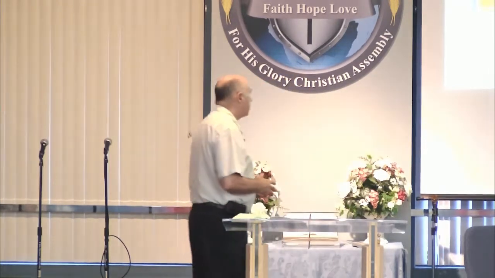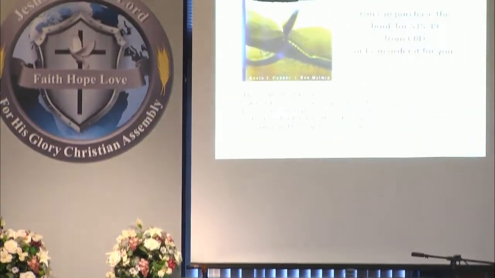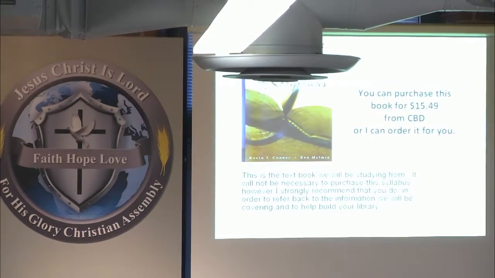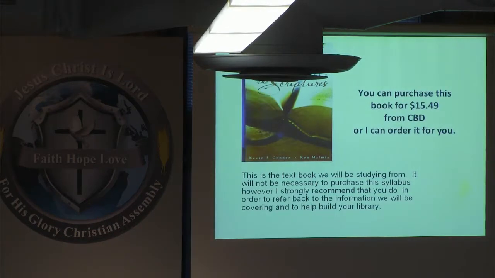The syllabus we're going to be taking from is this book here. Now, you can purchase it if you want to, or I can buy it for you. If you want it, let me know, okay, and I'll get it for you. That's going to be the syllabus we'll be using. I strongly recommend that you do, in order to refer back to the information we'll be covering and to help you build your library. Every Christian should have a library, whether it be small. It doesn't have to be a big library, but it should consist of some things I'm going to show you now. This book sells for about $15. You can get it from CBD. I recommend it very highly. If you get it, it'll help you tremendously. And you can always go back and look at it and read it.